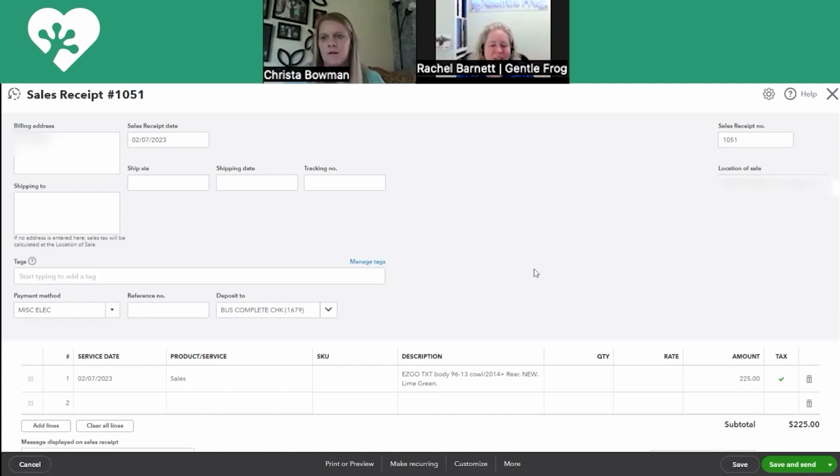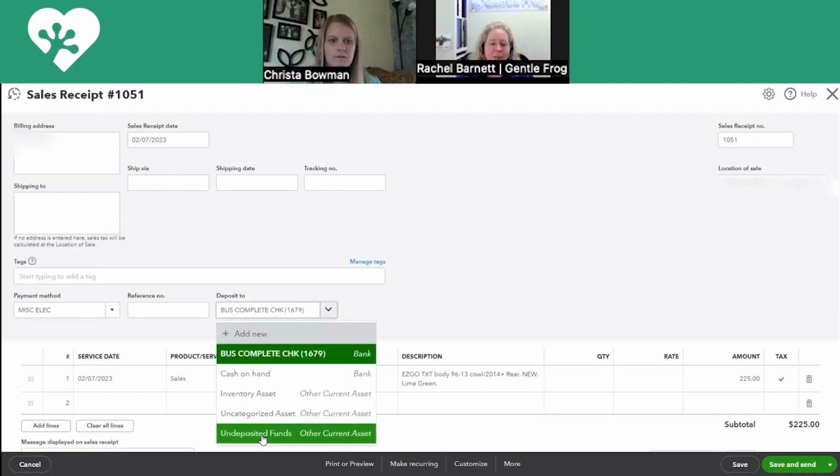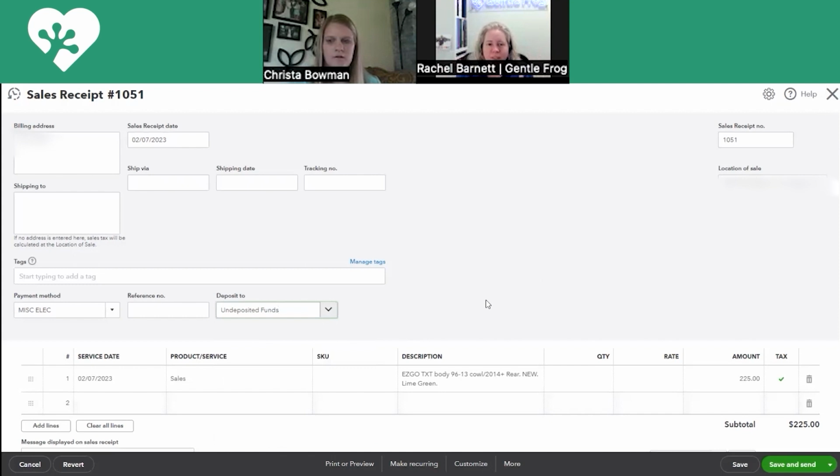Yeah, if that's all it is, I would take back my earlier plan to make a PayPal bank account, and I would deposit it to undeposited funds, and then when I see the money come in, I would record the fee, and then I can connect. So that way, when it shows up on bank feeds, it'll say match. That's really what you want.